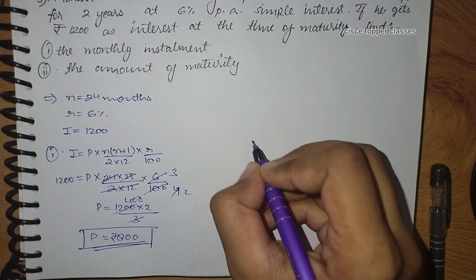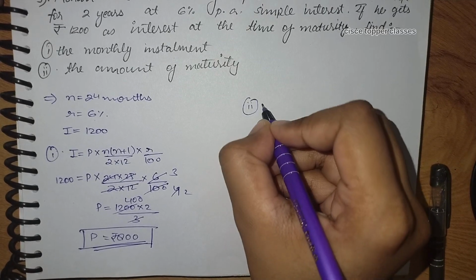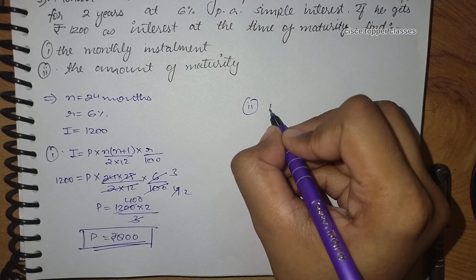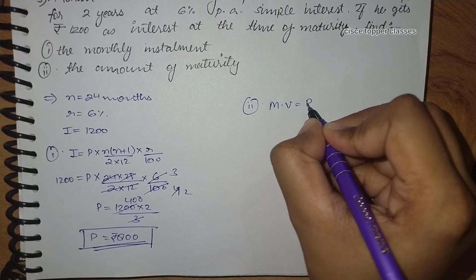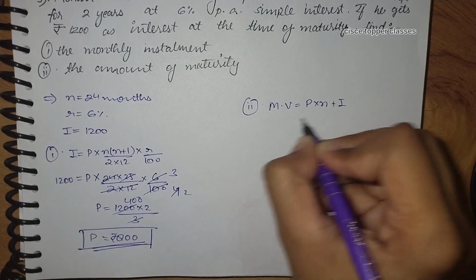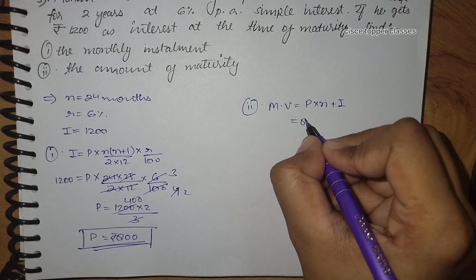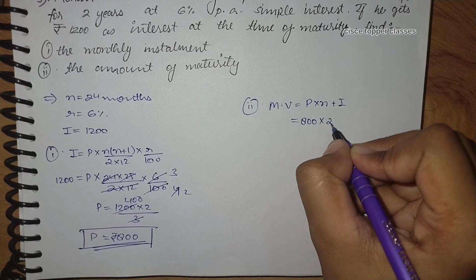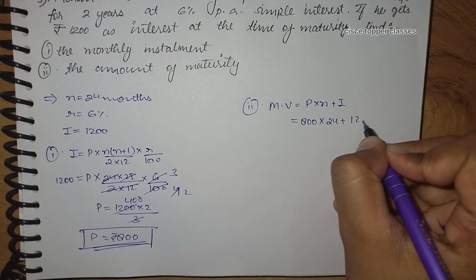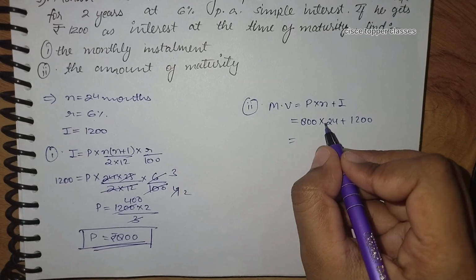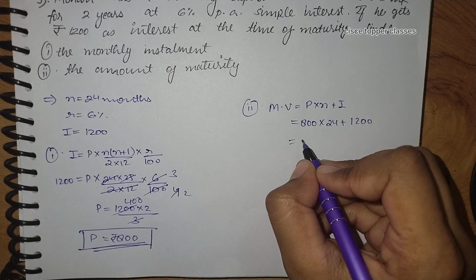Now the second part we have to find is the amount of maturity. So maturity value, we know this will be principal value into n plus the value of interest. Principal value we found as 800. N is equal to 24 here, plus interest value is 1200. We will just try calculating here.